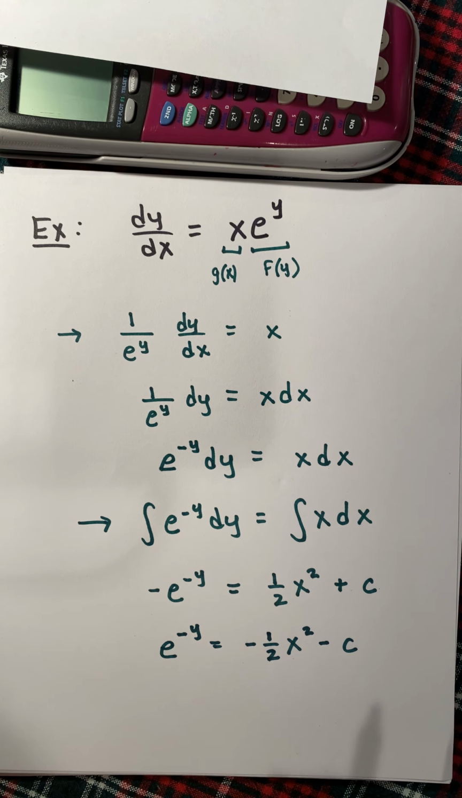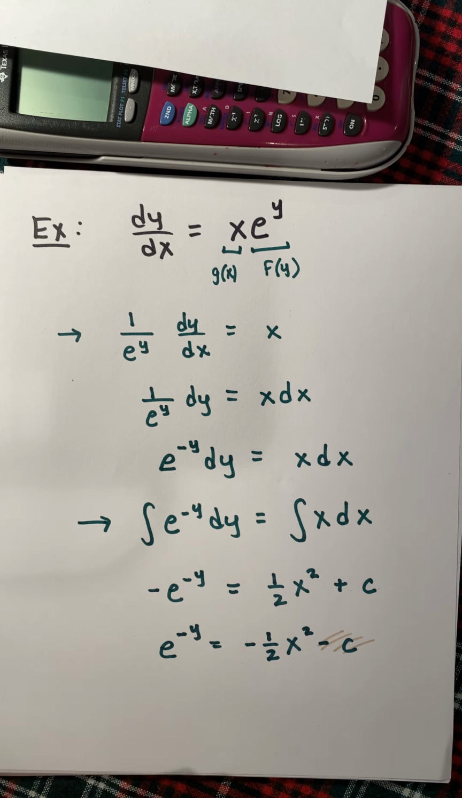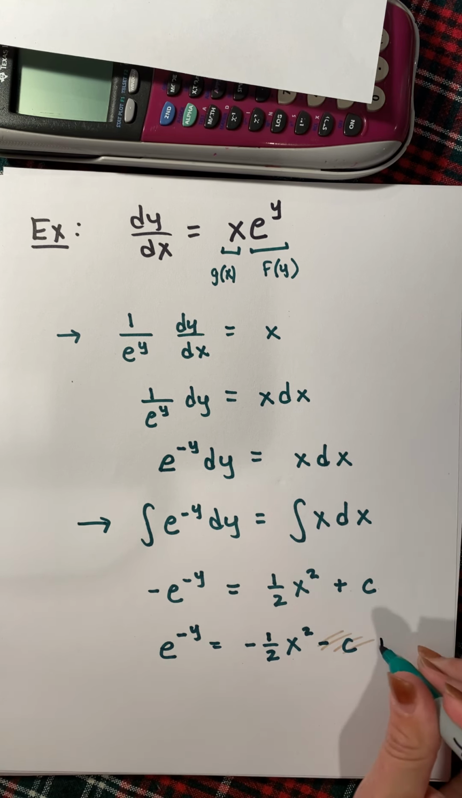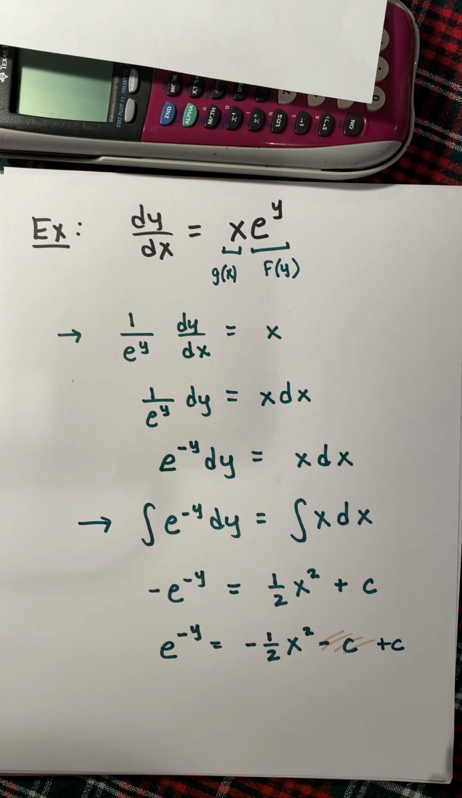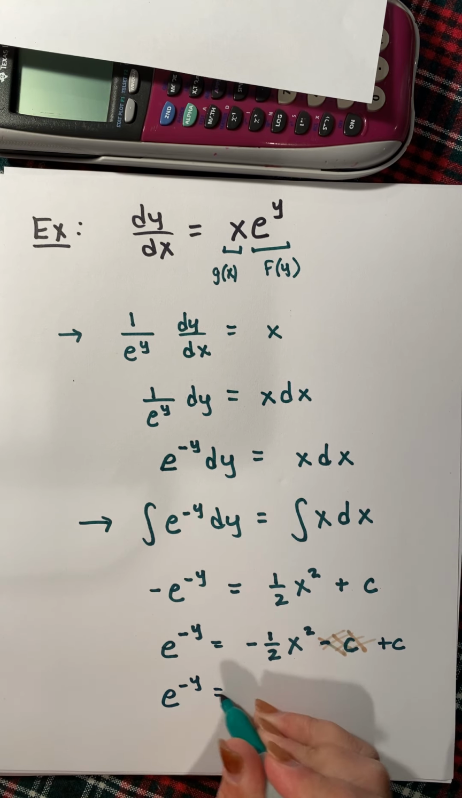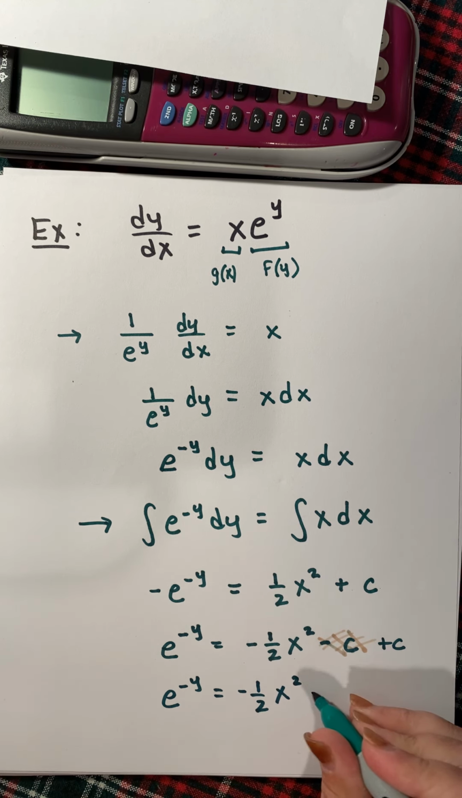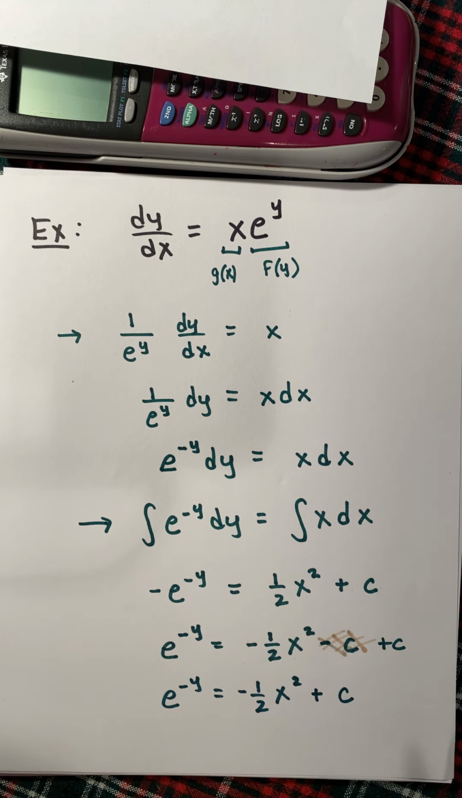Adding an arbitrary constant is still the same as subtracting a constant, so we tend to always just write plus c. So if you wrote minus c, it wouldn't be incorrect, because the derivative of minus c or the derivative of plus c would still be the same. So I'm going to cross this one off, and I'm just going to write e to the negative y equals negative 1/2 x squared plus or minus some constant, and we typically just go with the plus c throughout the whole problem.